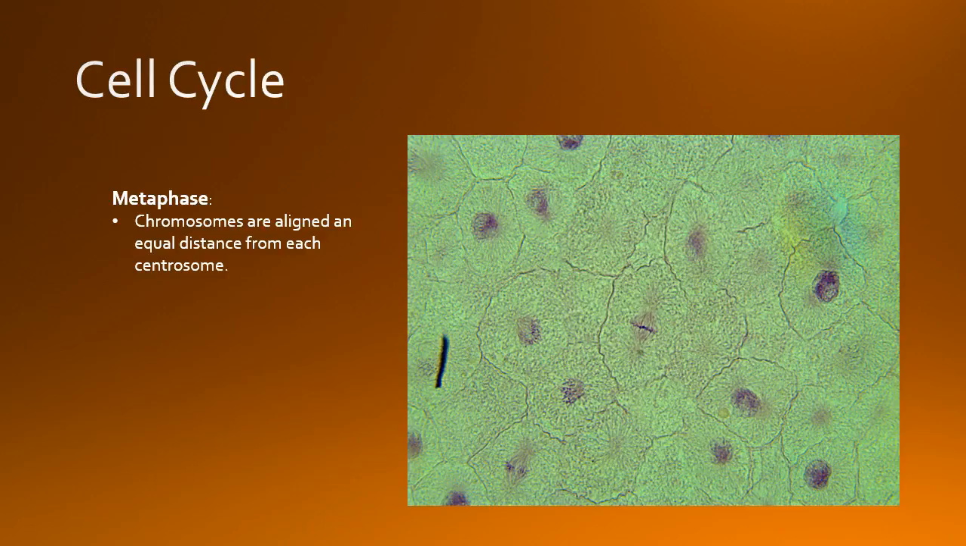Metaphase is a very brief phase. Sister chromatids of each replicated chromosome attach to separate spindle fibers by their centromeres and line up at the equator between the two asters. This cell clearly illustrates metaphase.